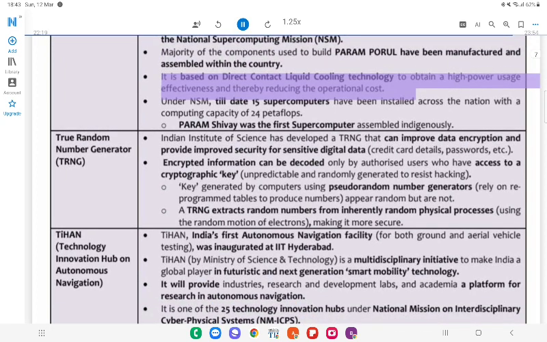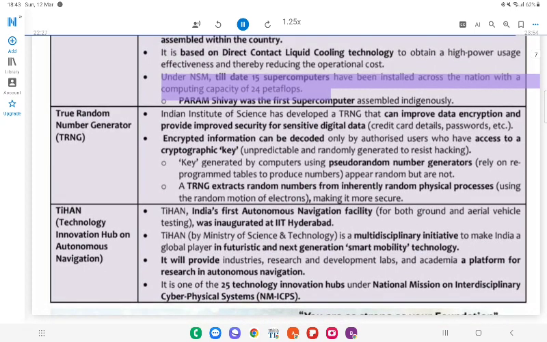It is based on direct contact liquid cooling technology to obtain a high power usage effectiveness and thereby reduce the operational cost. Under NSM, till date 15 supercomputers have been installed across the nation with a computing capacity of 24 petaflops. Param Shivay was the first supercomputer assembled in the NSM.